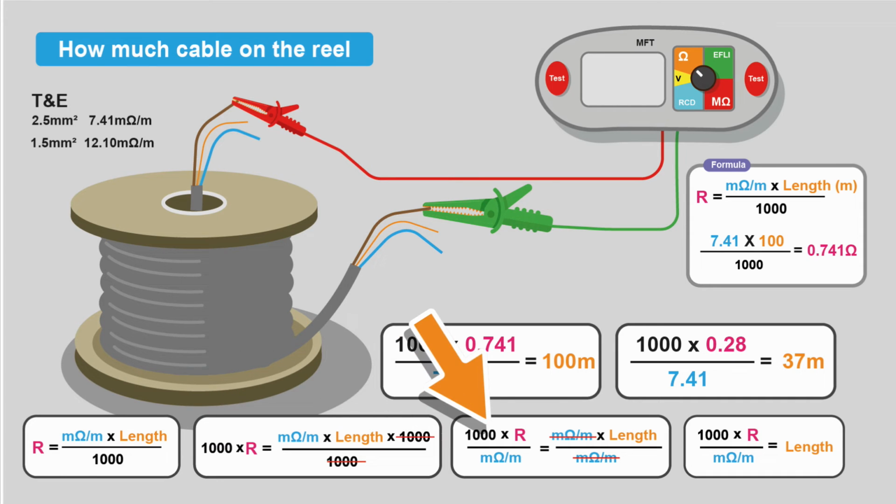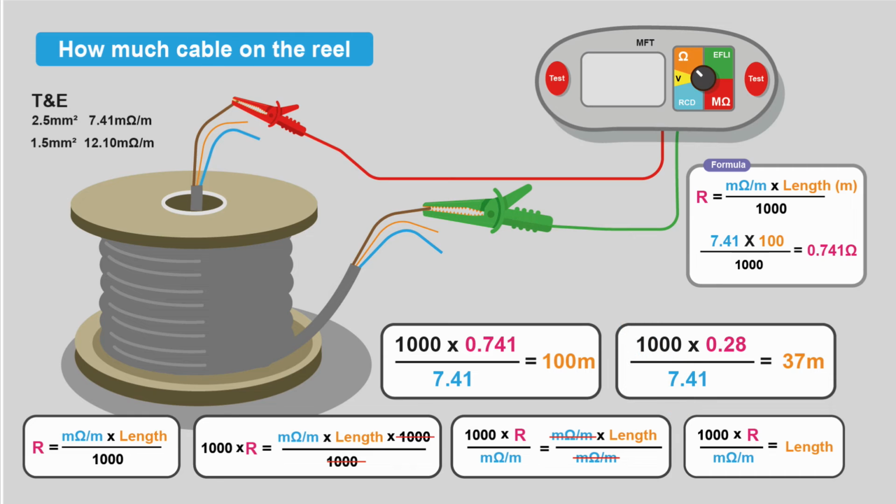We want to get length by itself, so let's get rid of the milliohms per metre. The milliohms per metre is a multiplication, so let's divide that. We divide both sides by the milliohms per metre, and they cancel out on the right hand side. And we're left with the formula 1000 times R divided by milliohms per metre equals length.